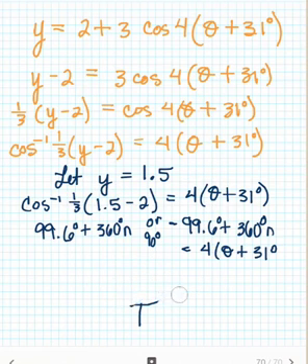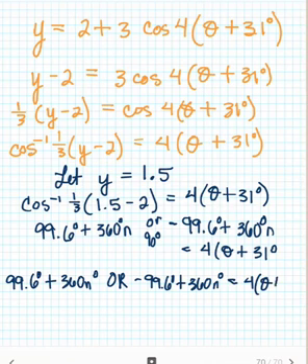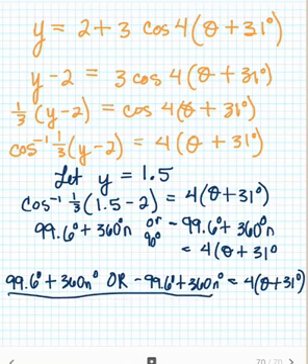Oh, not liking my explanation at all. All right, so let's keep going with this for just a minute. Let's keep in mind, what do we have here? 99.6 degrees plus 360 n degrees, or negative 99.6 degrees plus 360 n degrees equals 4 times theta plus 31 degrees. Now I'll divide both sides by 4, and I'm going to get whatever that is. I don't know.